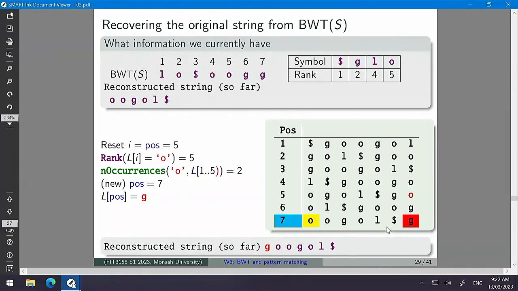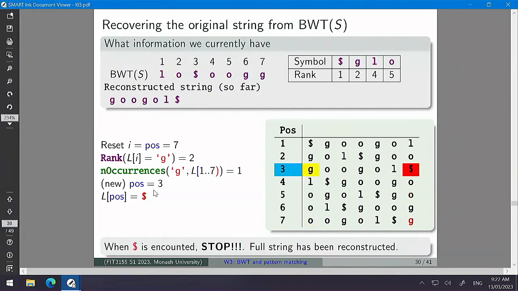Wherever it maps to, that last letter is what I've recovered. I've recovered G. And hang on, one last step. What's the rank of G? Rank of G is basically 2. How many times have I seen a G from the start to before that position? I've only seen it once. So 2 plus 1 is 3. So I would get the new position 3. What comes before that is dollar. Once I get the dollar, stop, because I've recovered everything.